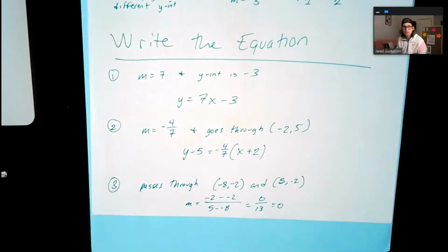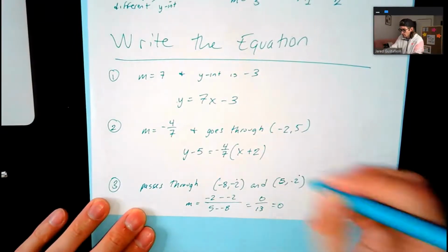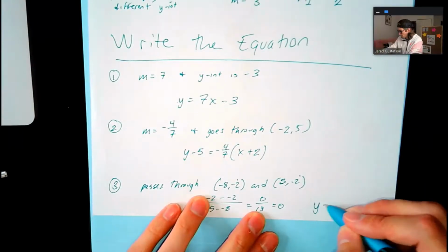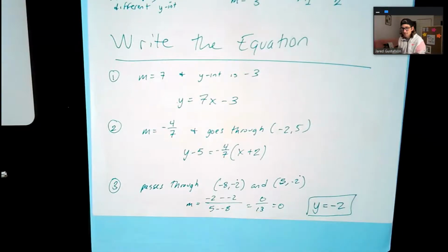The slope is 0. What does that line look like? Y equals some number, and how can we tell what the number is? Look at that thing that's the same for both points. It's actually going to be the same for all points. There is our equation for that one.